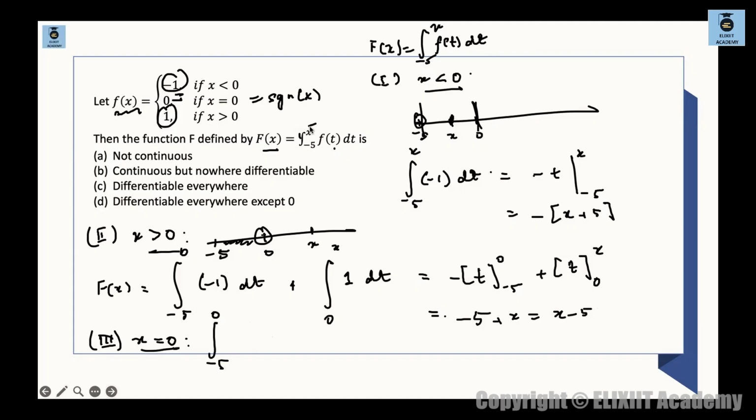When x is 0, which means you're plugging the value of 0 over here. So when x is 0, this is the integral from -5 to 0 of f(t) dt. And f(t) in this case will be what? From -5 to 0 means you are in the negative region only, so in this case f(t) will be -1. So the integral of -1 dt. Once you solve this, what will you get? The same thing, -5.